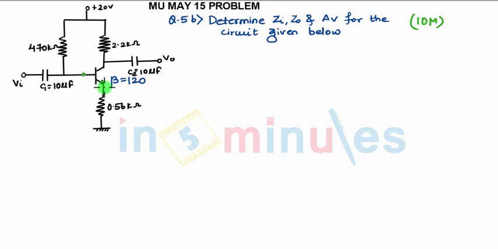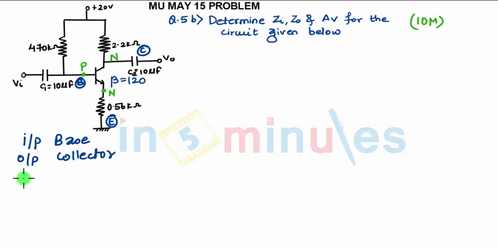We find the type of the transistor. We can say N or P. Always the arrow is from P to N, so it is an NPN type of transistor. Identify the terminals: this becomes your emitter, base and collector. Input is applied to the base, and output we are taking from the collector. So it is an NPN common emitter BJT.